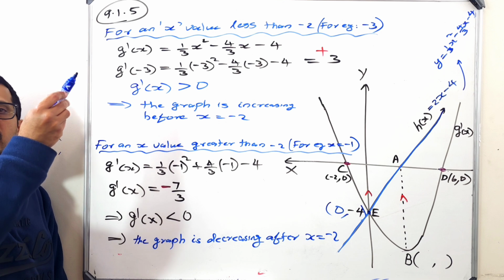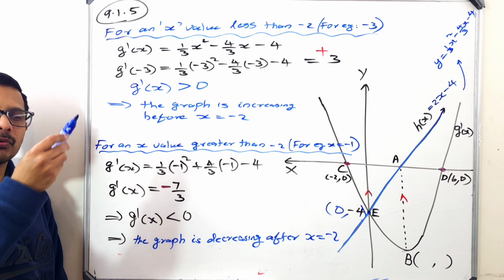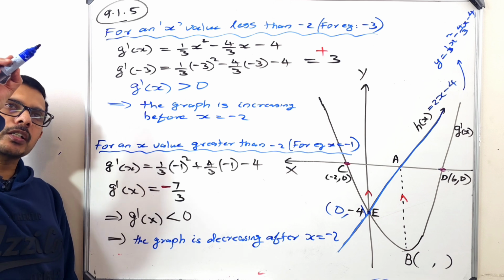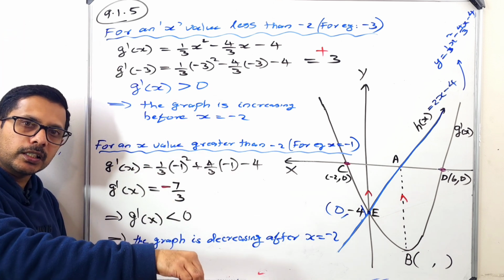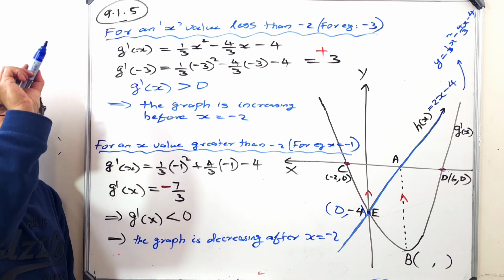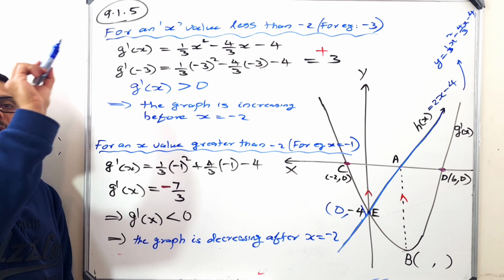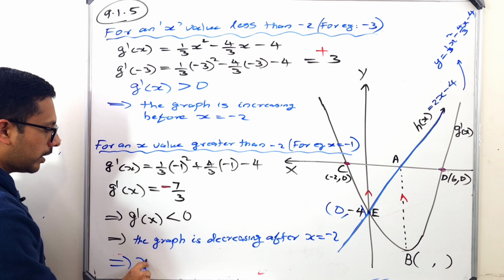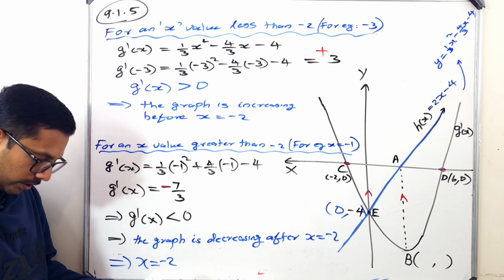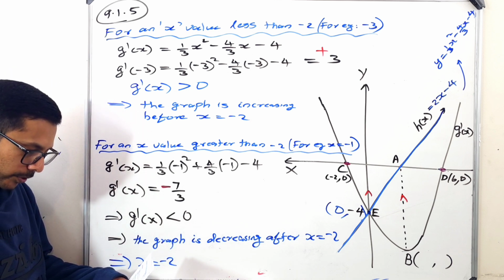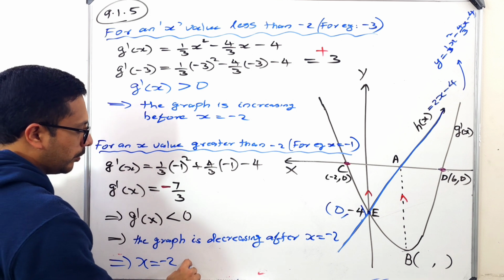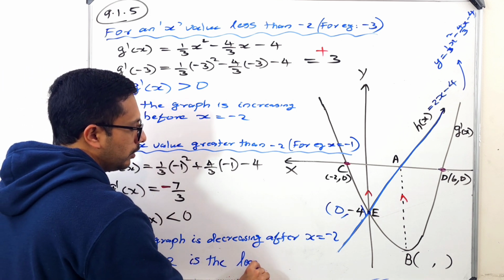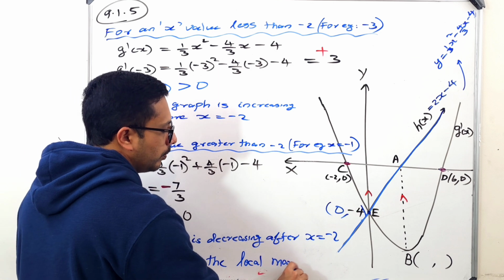The graph is increasing. So what is the meaning of that? Before x is equal to minus 2, the graph is increasing. After x is equal to minus 2, the graph is decreasing. So what is the meaning of that? That x is equal to minus 2 is the maximum point. Do you understand? What is the question there? It has a local maximum at x is equal to minus 2. So x is equal to minus 2 is the local maximum point.